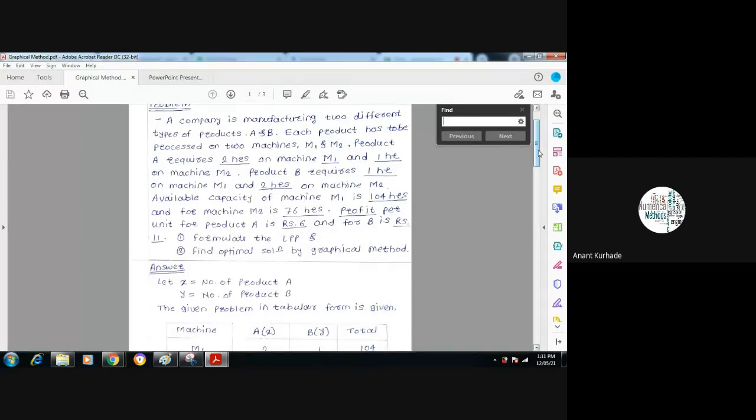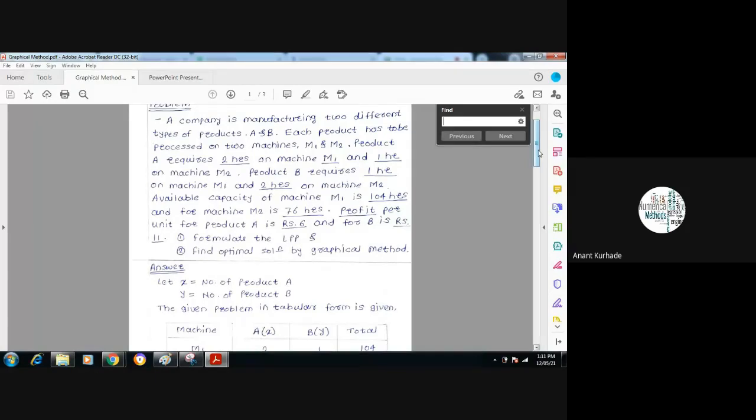That means machine M1 will work only for 104 hours, not more than this, and machine M2 will work for 76 hours, not more than this. It will work less than 76 or less than 104, but it will not exceed the time limit. So the available capacity of machine M1 is 104 hours and M2 is 76 hours. So these are the limitations.